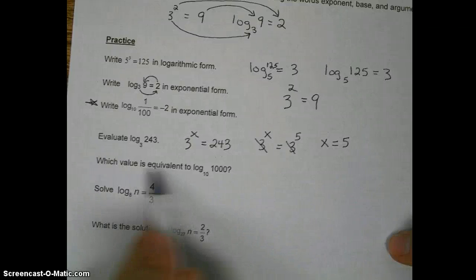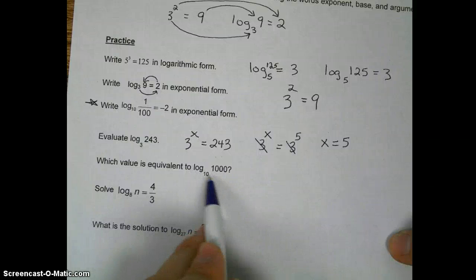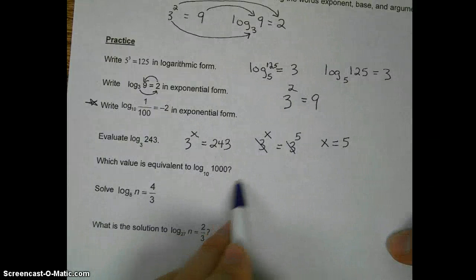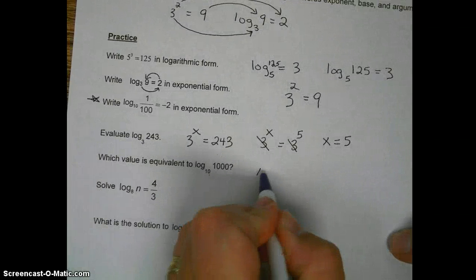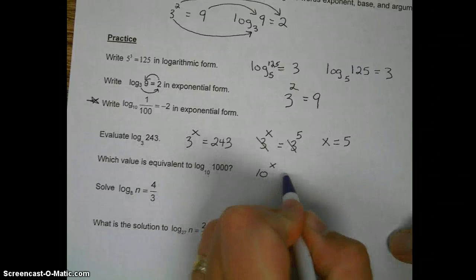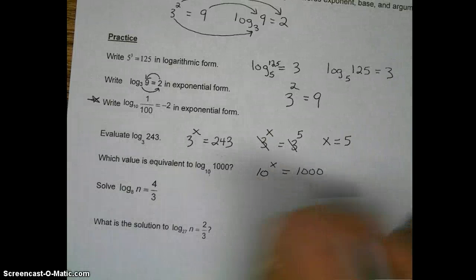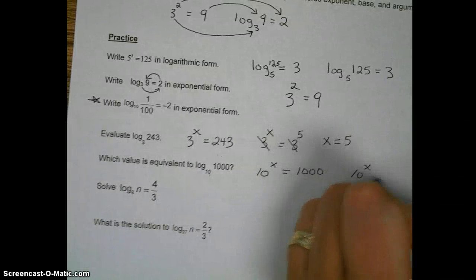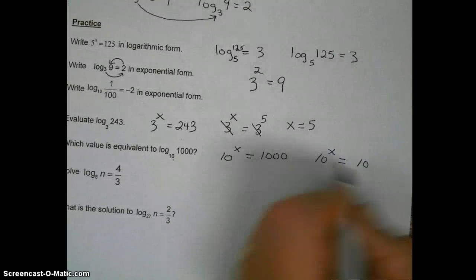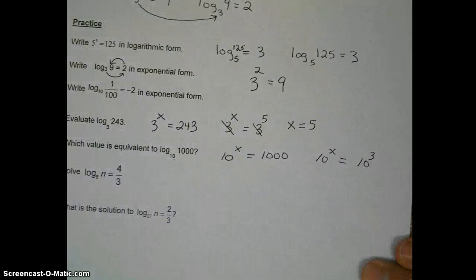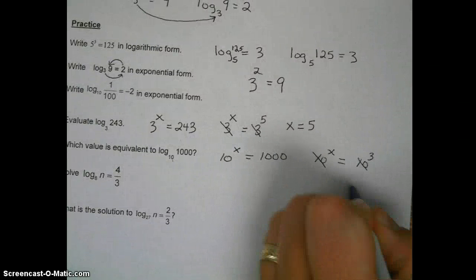Okay, which value is equivalent to log base 10 of 1,000? So again, we're trying to figure out 10 to what power is 1,000? So converting it to exponential, we're going to have 10 to the x equals 10 to the third power. Canceling out our 10s, x equals 3.